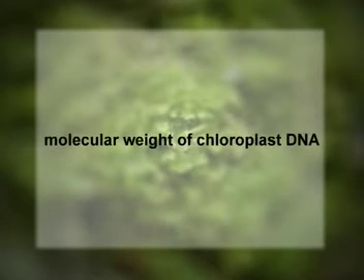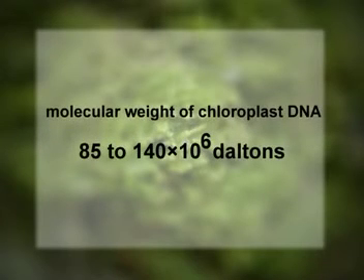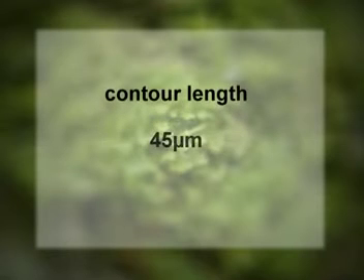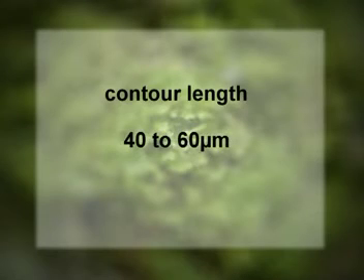The molecular weight of chloroplast DNA commonly ranges from 85 to 140 × 10⁶ daltons, depending on the species of organism. The contour length is frequently around 45 micrometers, but they range from about 40 to 60 micrometers, depending on the species. The isolated chloroplast DNA typically exists in a variety of forms and conformations. For example, some are unicircular and others appear as interlocked dimers.